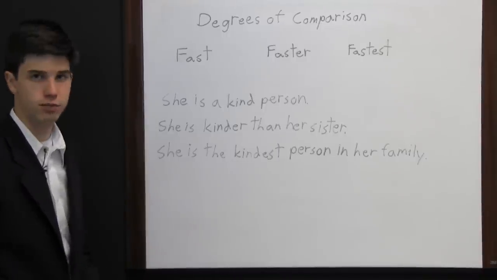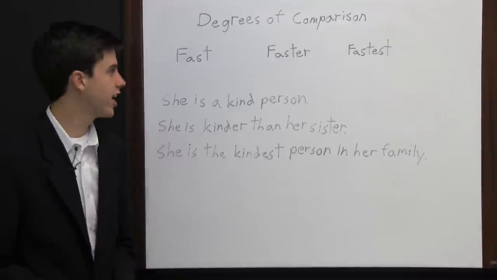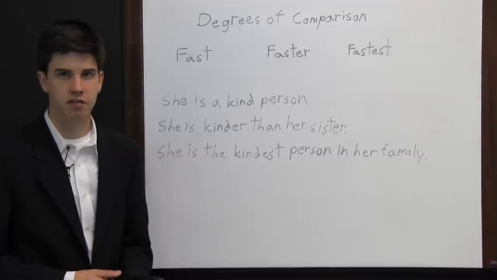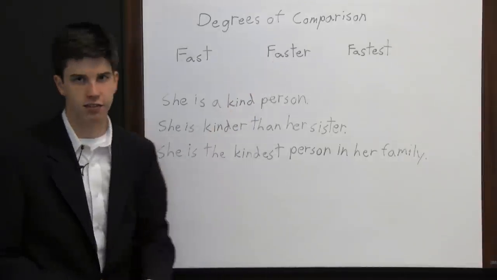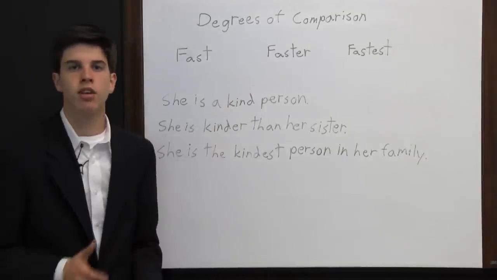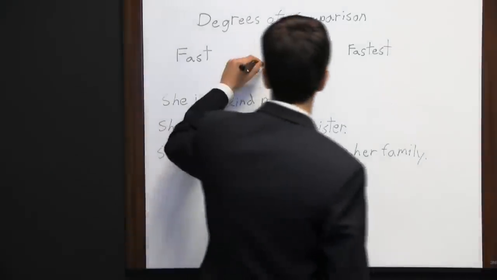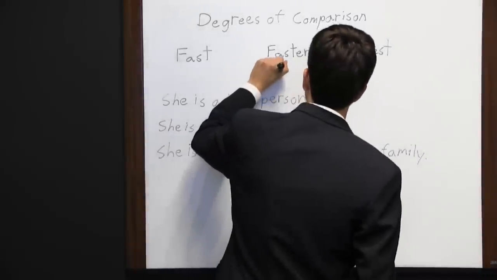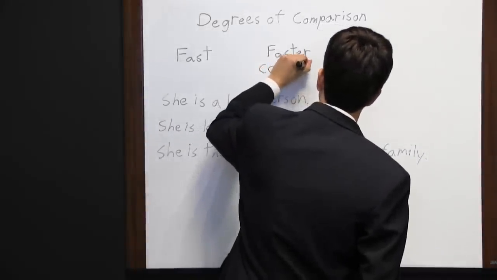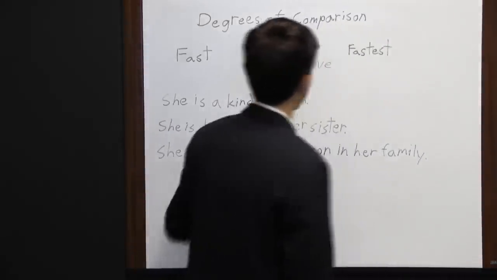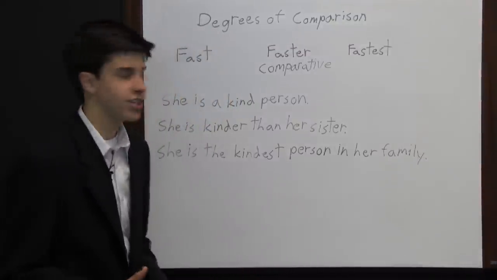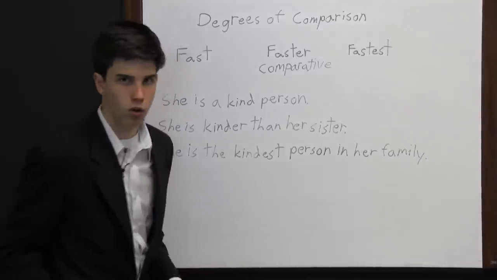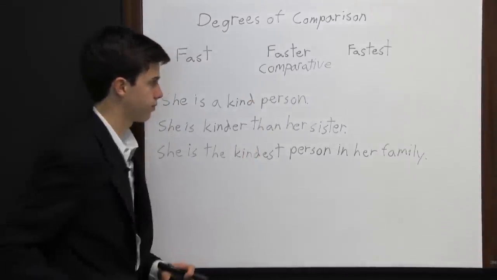Now, if we were comparing two people, Jim and Steve, we would say Jim is faster than Steve. You wouldn't say Jim is fast than Steve. You would say Jim is faster than Steve because you're comparing two people. So we're going to call this form of the adjective the comparative form. And you can do this with other adjectives besides fast. You could use tall and then taller, or pretty and then prettier.